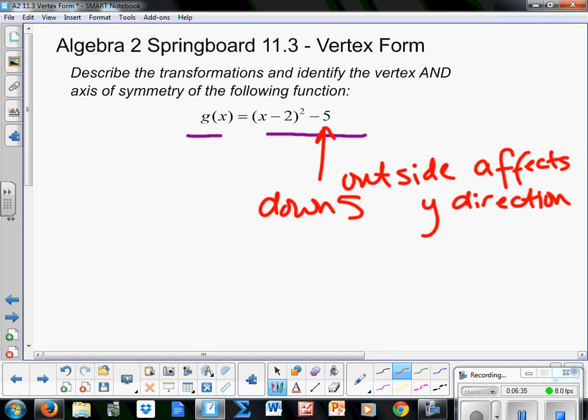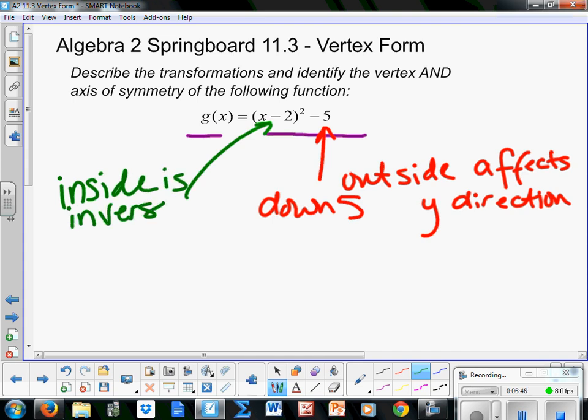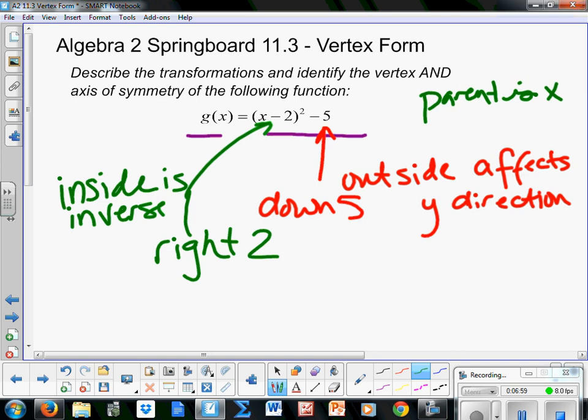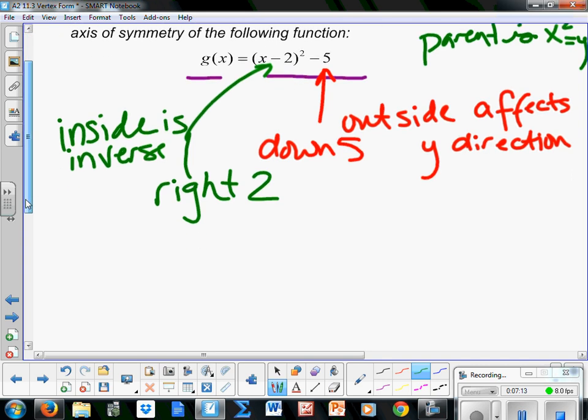Now on the inside, with our x, inside the parentheses, we have a -2. Well, inside is inverse again, so with a -2, we're moving our graph right 2. Our parent function is x squared, or y equals x squared, or x squared equals y, however you want to write it. That graph is going to be moved down 5 and right 2 based on what's in vertex form.